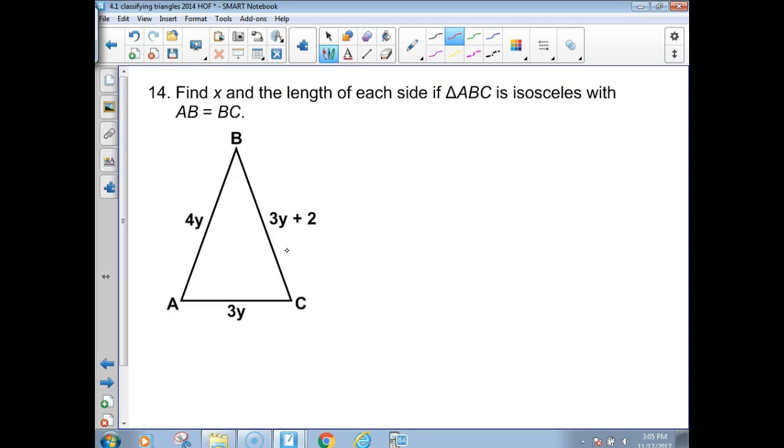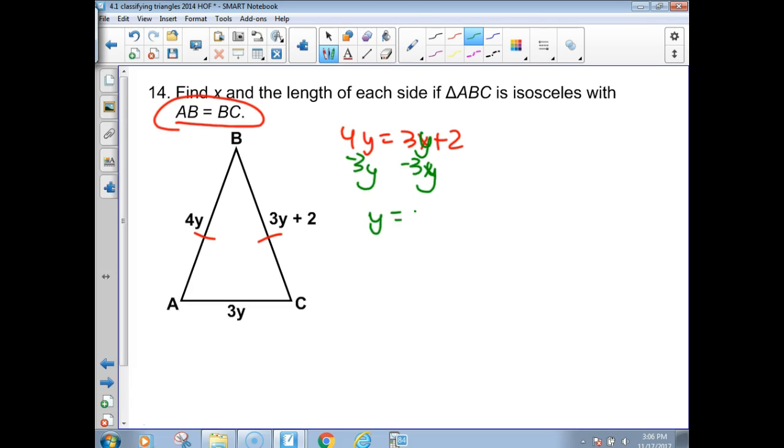Okay, 14, so it says find the length of the... this is the one that we just did in our isosceles, isn't it? These two are the equal ones by what it says here. AB is equal to BC. So 4y equals 3y plus 2. Why is everything equaling 2? I do not know. Oh, I put an x in there all of a sudden. I can't do that. Subtract 3y, thank you. We get y is 2.